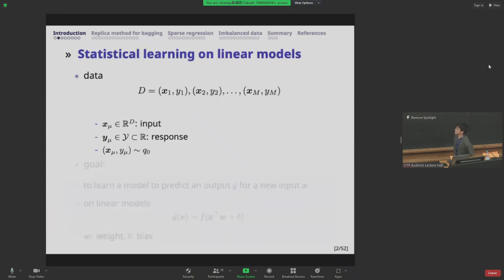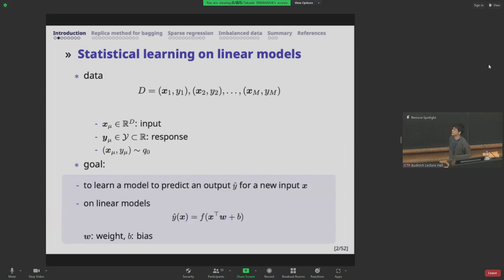Okay, let me start with explaining the motivations and settings. This talk is basically about statistical learning. We are given data consisting of pairs of input X and output Y. Usually, these data points are independently generated from some unknown distribution. So the aim is to learn a model to make a good prediction for new input X. In this talk, we consider the learning of linear models. I mean that the output for new input X is a linear combination of the weight and the bias.